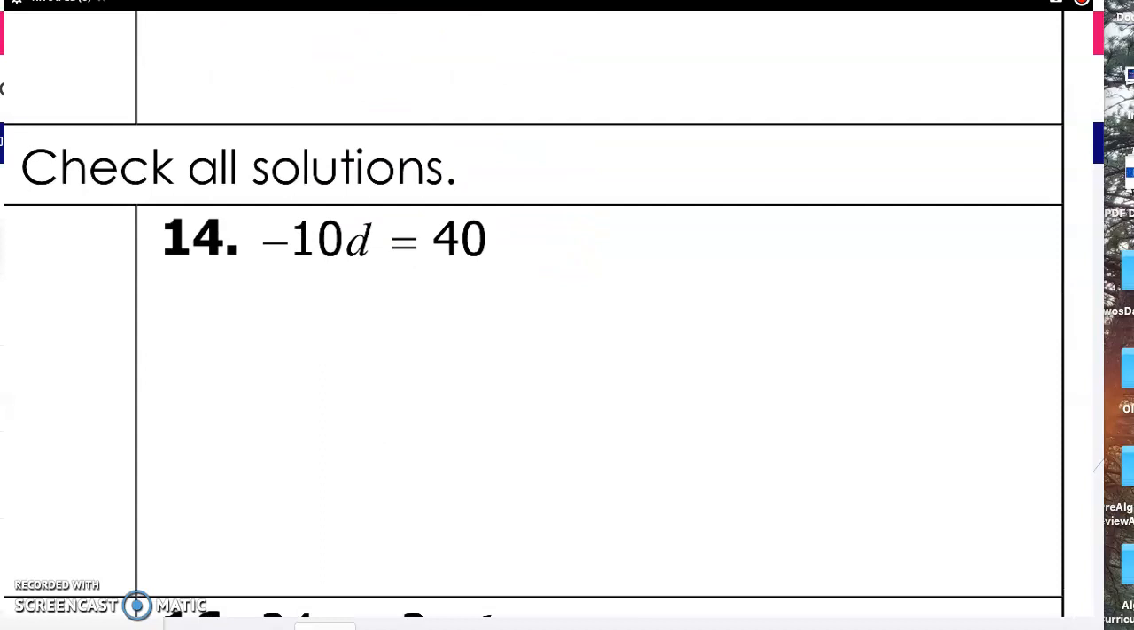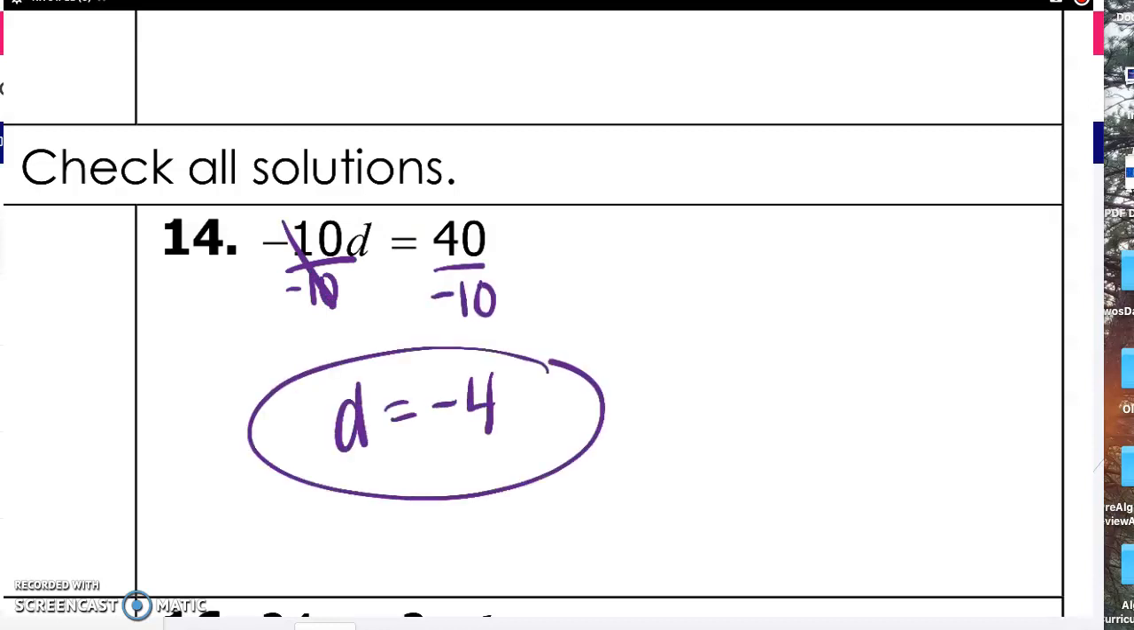14. Again, a lot of people think, oh, let's add 10. This is not a subtraction problem. This is a multiplication problem. -10d means -10 times d. So to undo times or multiplication, we need to divide. That cancels. Divide. D equals -4.